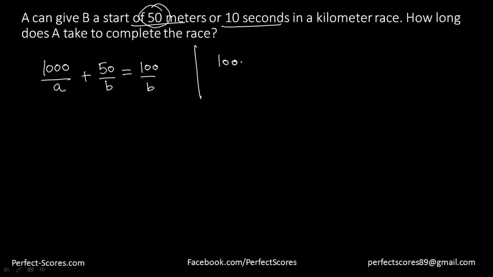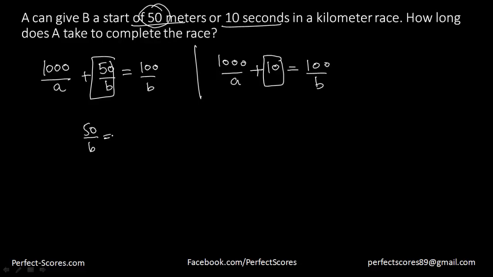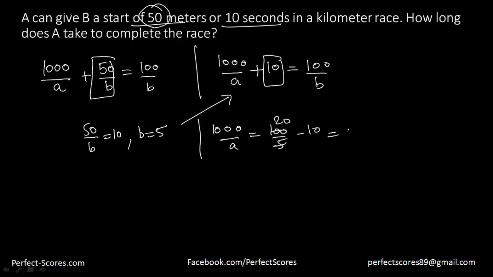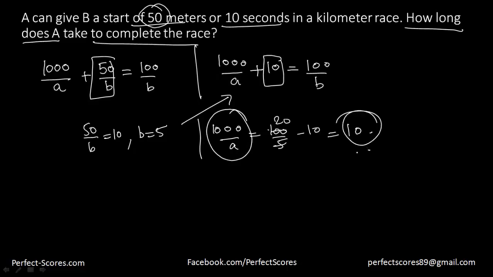Or what he can do is give a 10-second gap, then the speed would be this. Now we can clearly see from here that this is going to be equal to this. That means 50 by B is going to be equal to 10, so B is going to be equal to 5. Now if I substitute it here, 1000 by A is equal to 100 by 5 minus 10, which is equal to 10. The question is asking how long A takes to complete the race. For him to complete 1000 meters is going to take 10 seconds.